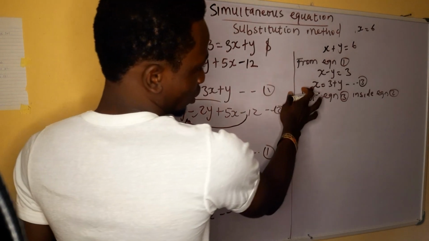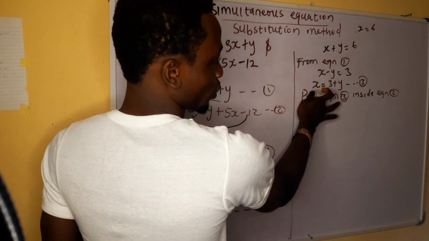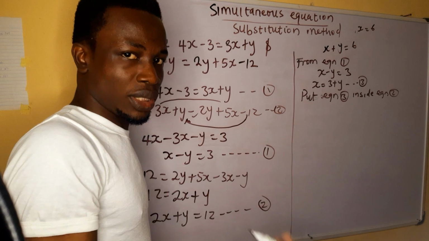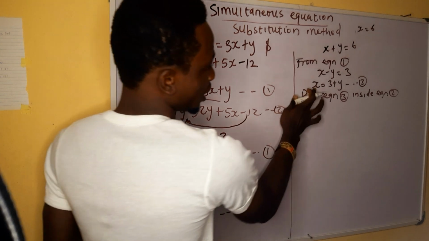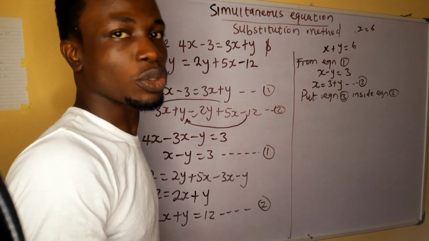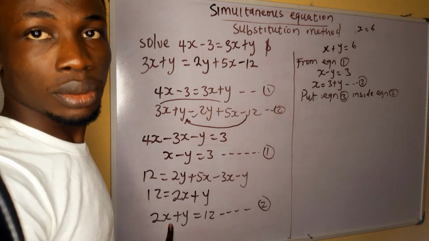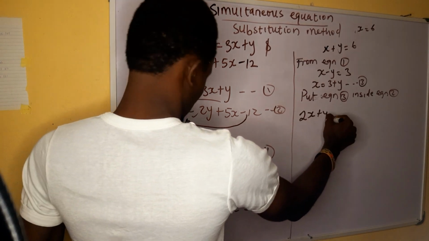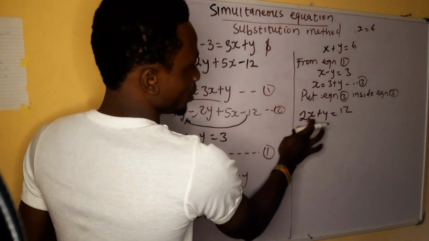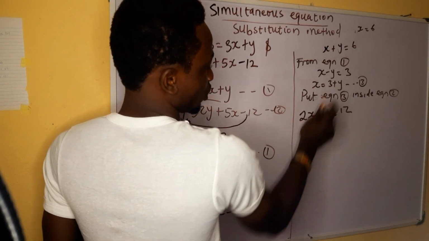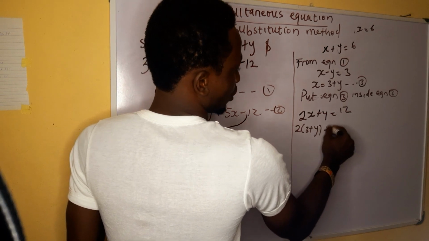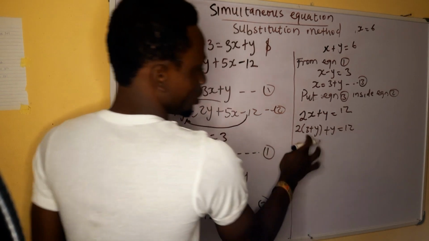So I've made x the subject of formula from equation 1 and called it equation 3. And I'm going to put equation 3 inside equation 2. What does it mean to put equation 3 inside equation 2? Anywhere you see x, replace it with 3 plus y. So look at my equation 2 here. My equation 2 is 2x plus y is equals to 12. So replacing x here with 3 plus y, you have that 2 bracket 3 plus y, plus y, is equals to 12. Now use this and expand.